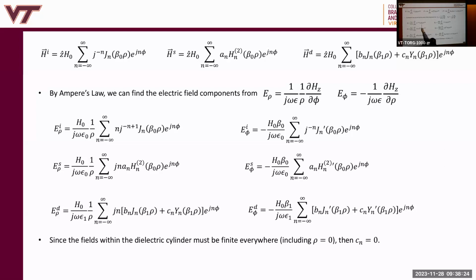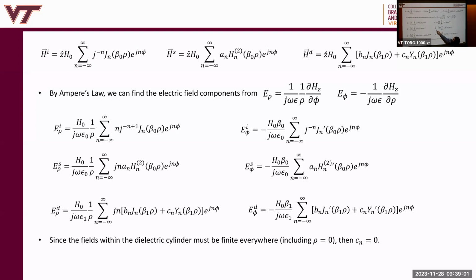E rho scattered is the same thing, but we differentiate the scattered field. So we have a j n that comes down. And E rho dielectric is the same thing. We differentiate with respect to phi, a j n comes down, all right? Now, E phi, we have to differentiate with respect to rho. So we have E phi incident. We differentiate H incident with respect to rho. We include a prime here, right? That prime indicates, remember, that we're differentiating with respect to the entire argument of the Bessel function, all right?